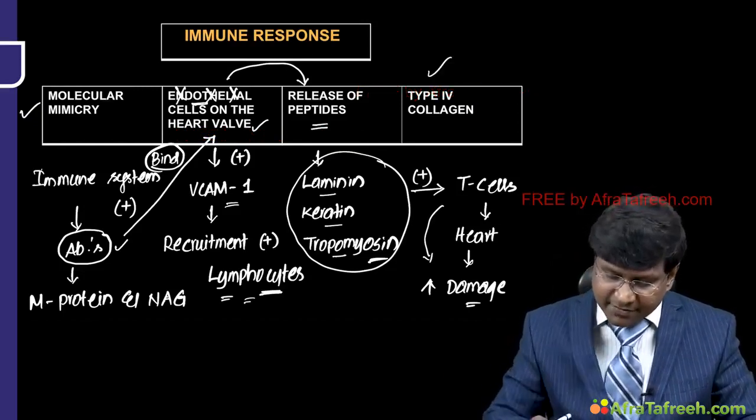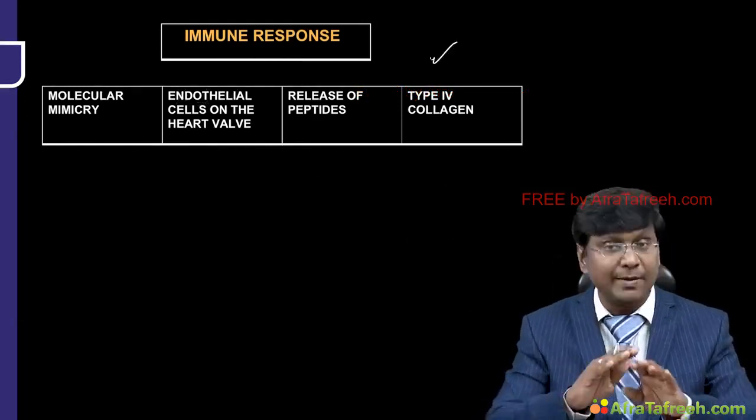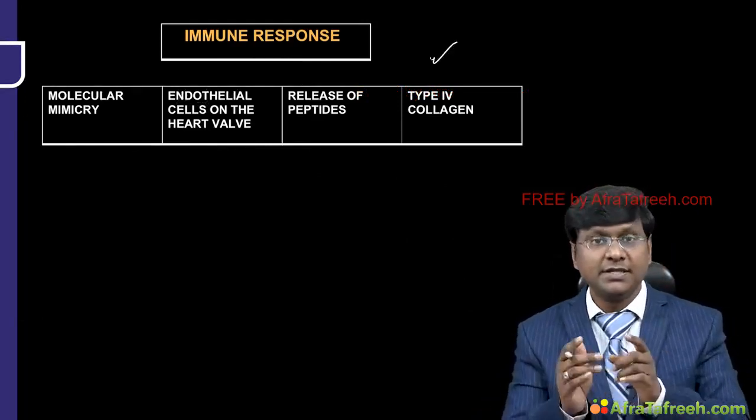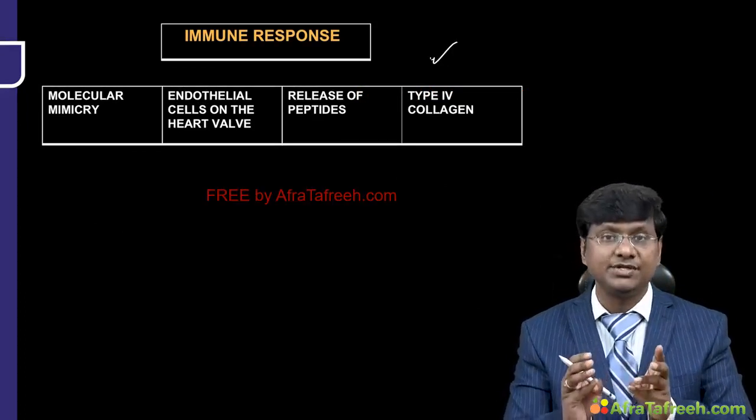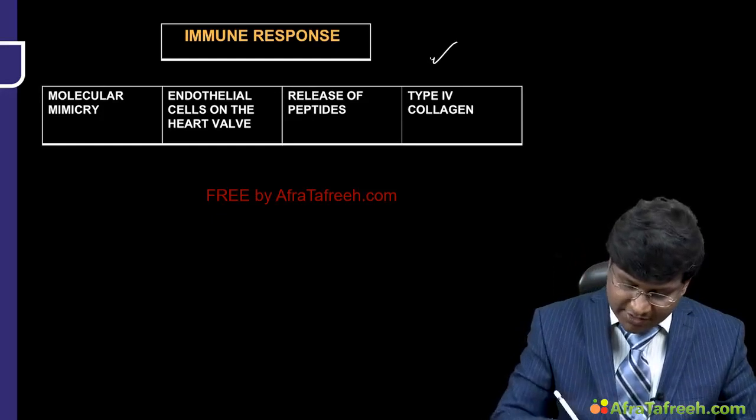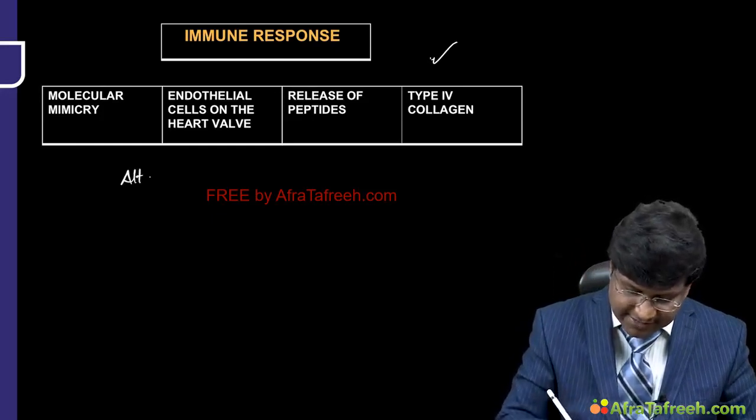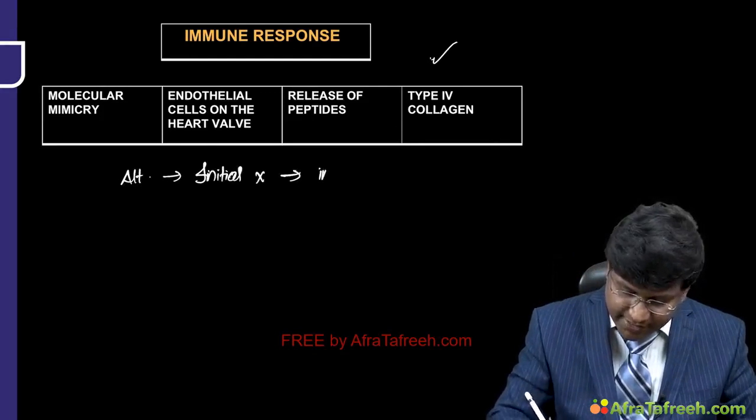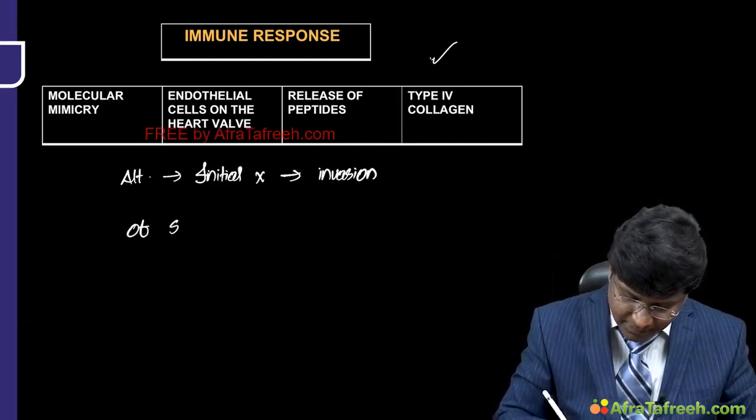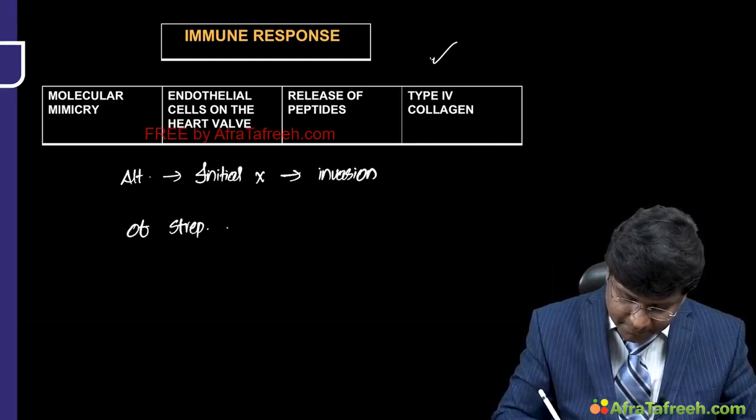Now, apart from this molecular mimicry, there is one more alternative hypothesis. What is this alternative hypothesis? This tells that the initial damage is due to invasion of streptococcus into endothelial cells of the valves.